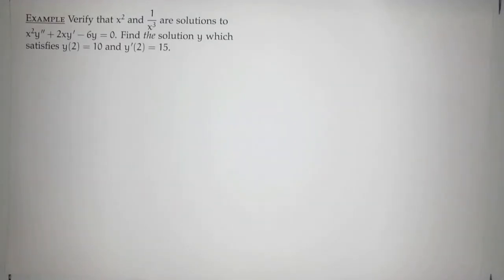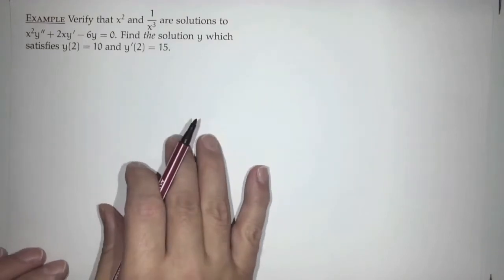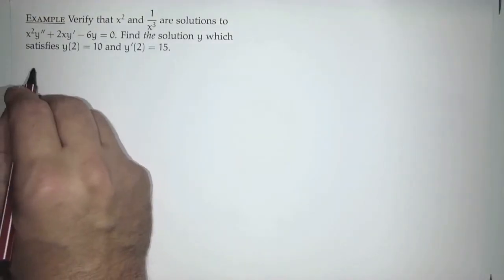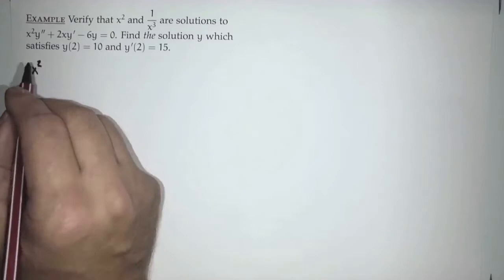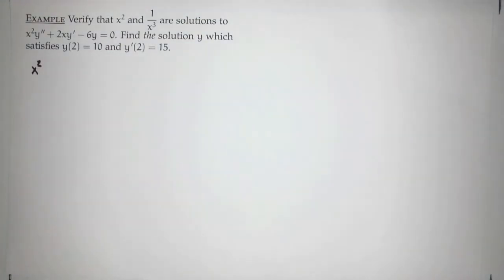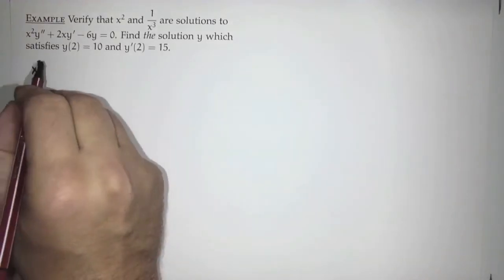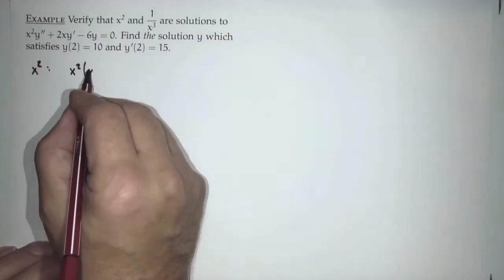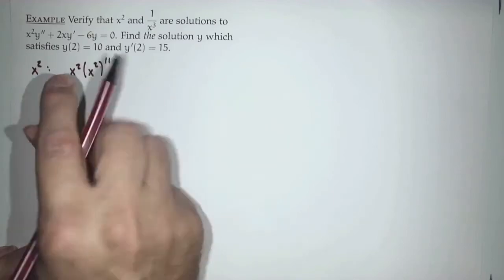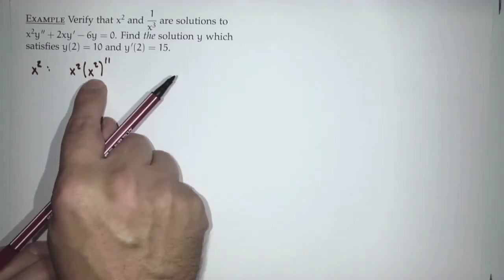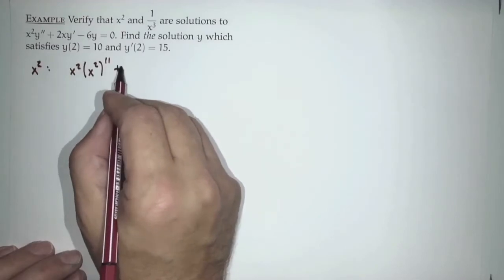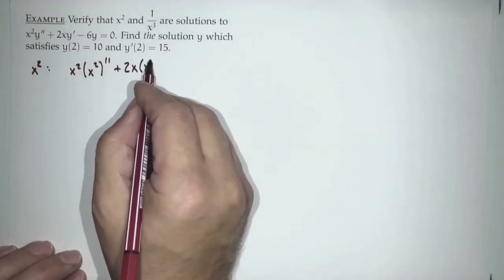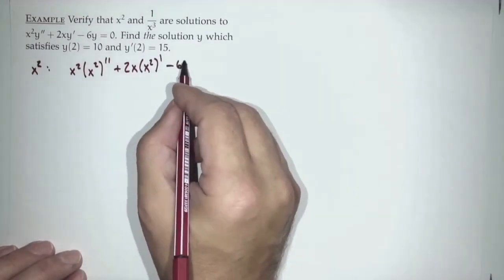Okay, so let's start with the verifying. We've already talked about this, but let's remind ourselves: when it says to verify something, what do we do? We plug it in and see if it satisfies the relationship. So for x squared, what I want to check is x squared times the second derivative of x squared. This x squared double prime means take two derivatives of x squared. Plus 2x times x squared prime, minus 6 times x squared.